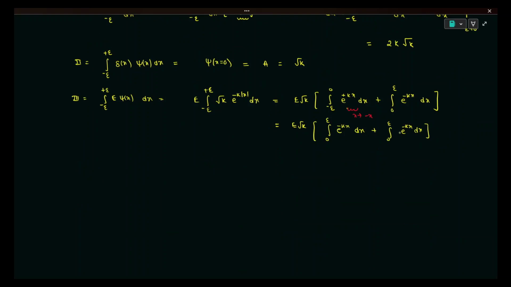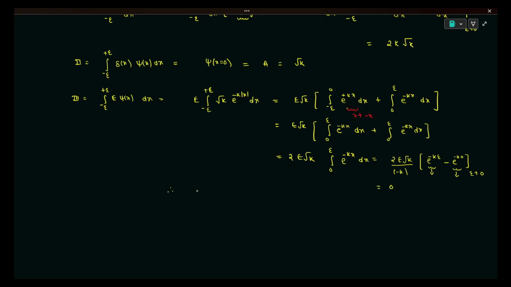Notice here that these two are the same integral, so I can write this in the form of twice the integral from 0 to epsilon of e raised to power minus kx dx, and if I integrate it, then I will get 2 e under root of k divided by minus k, and then e raised to power minus k epsilon minus e raised to power minus k times 0. Note here, this epsilon is tending to 0, so this will become 1, and this will also become 1, so this whole integral will become 0.